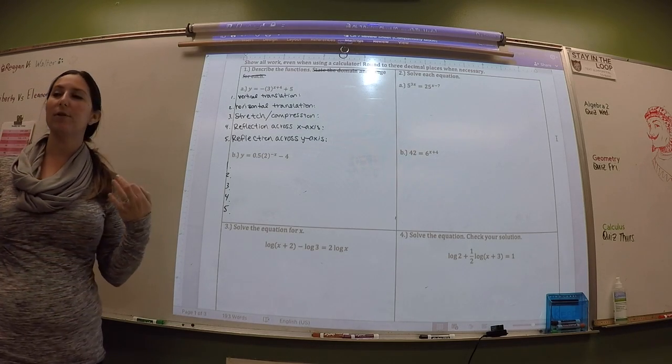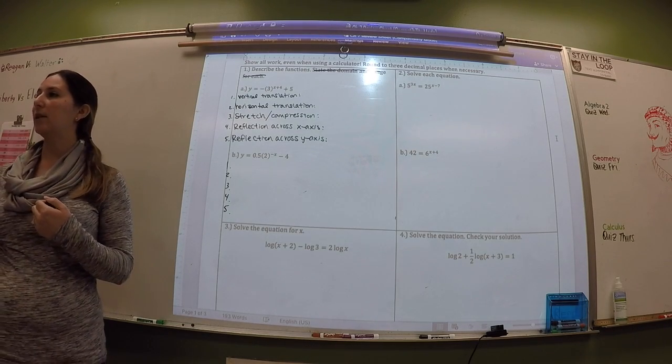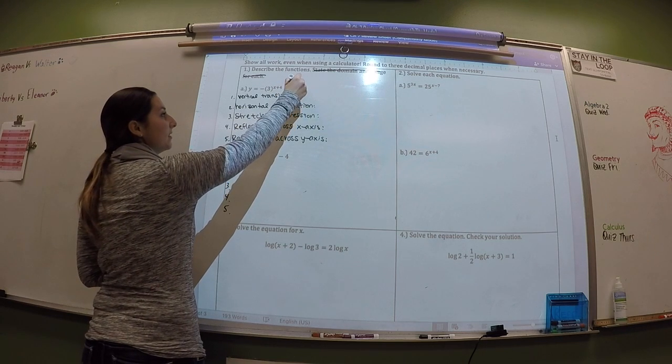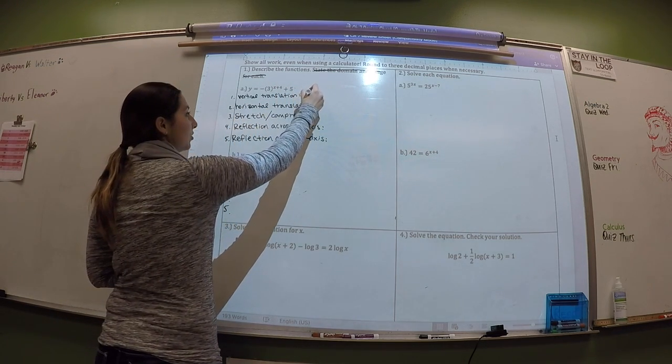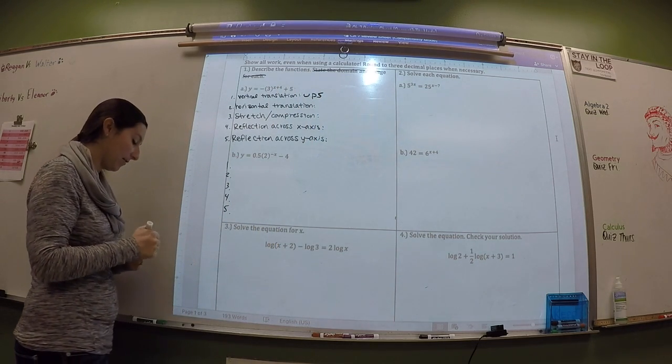Okay, so a vertical translation is your up-down. Any number that's on the end, that's going to be a vertical translation. So right here next to vertical translation, I'm going to put up 5.